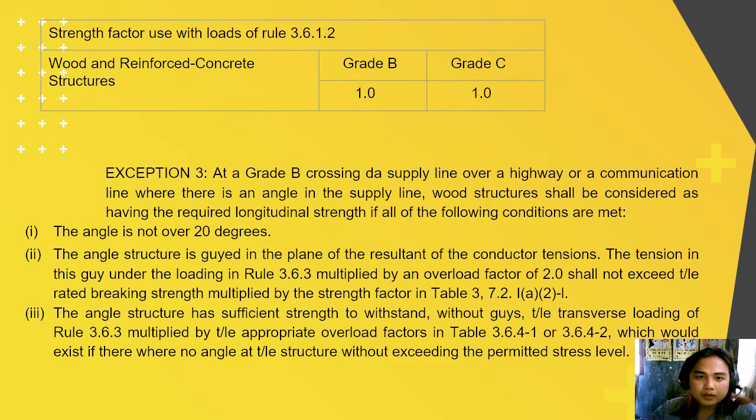Another table is for the strength factor use with loads. For the wood and reinforced concrete structure, grade B is 1 and grade C is 1.0 also. So, exception 3.